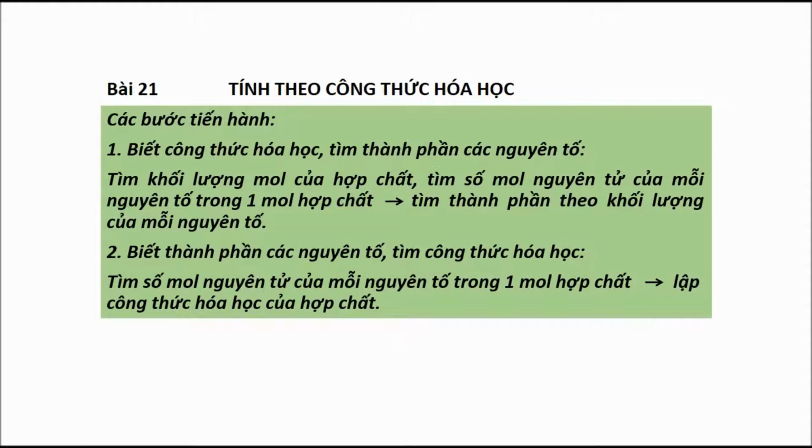Procedure 1. With the chemical formula, find the mass percent of elements. Find the molar mass of the compound. Find the number of atomic moles of each element in 1 mole of the compound. The rules: find the mass. 2. With the percent composition of elements, find the chemical formula. Find the number of atomic moles of each element in 1 mole of the compound. The rules: construct the chemical formula of the compound.